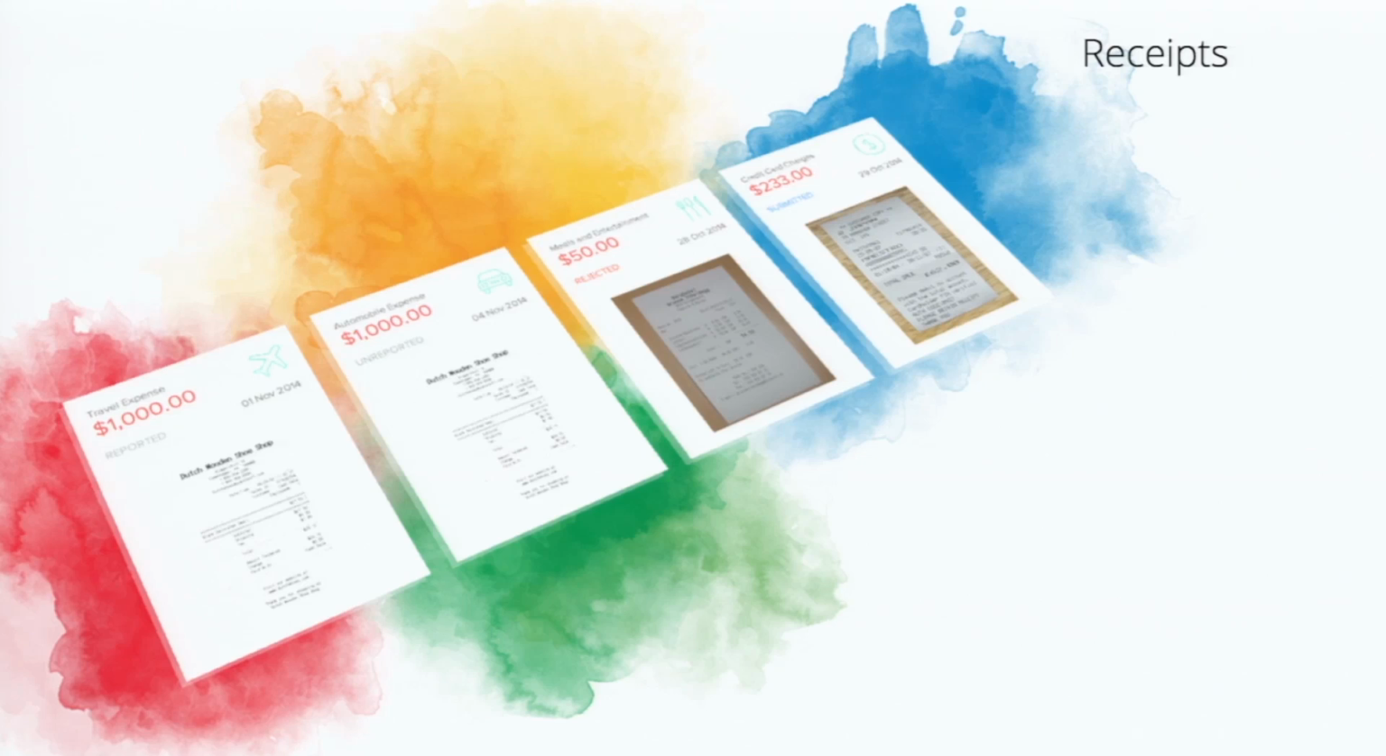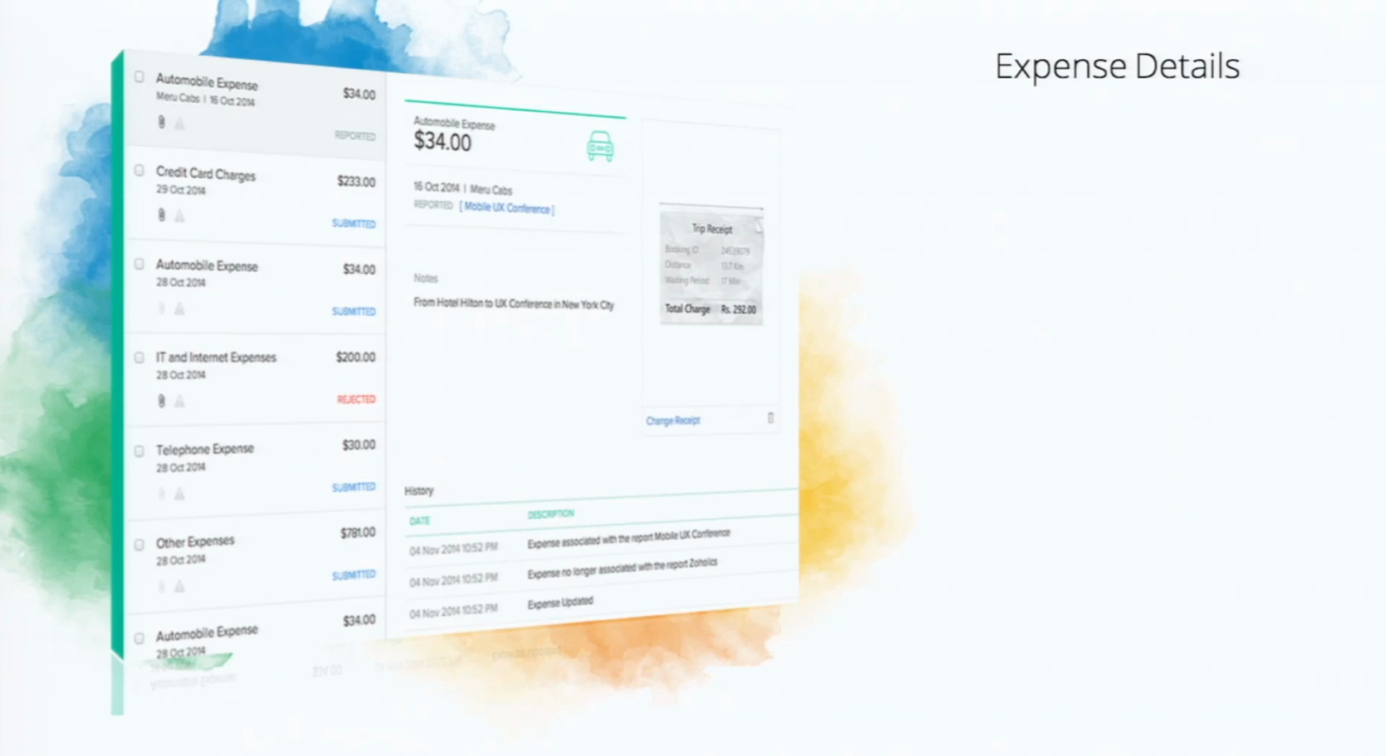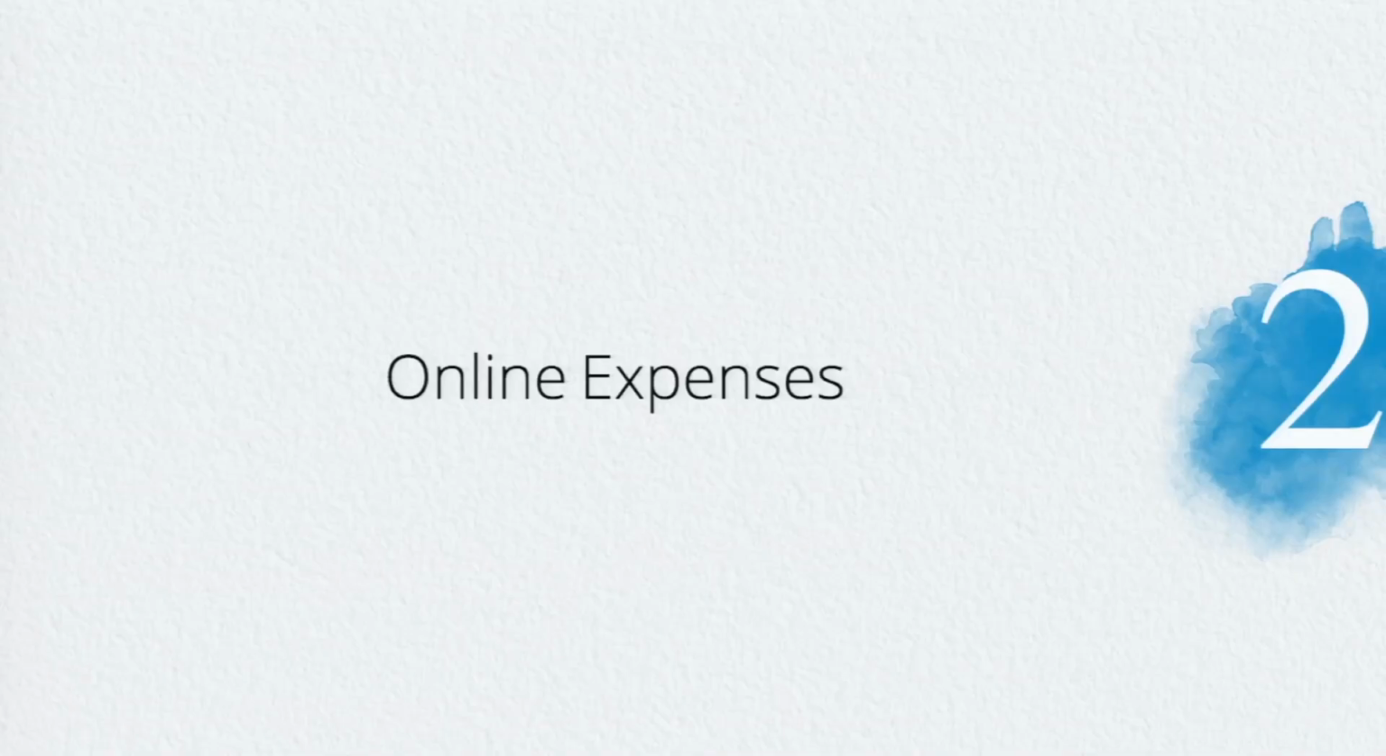So this is a couple of screenshots here. Once you have the expense that is submitted, it's automatically extracted, and the receipts are, of course, stored as a receipt online. And then all the details are extracted and are available either on the mobile device or on the web as well. So that's offline expense.